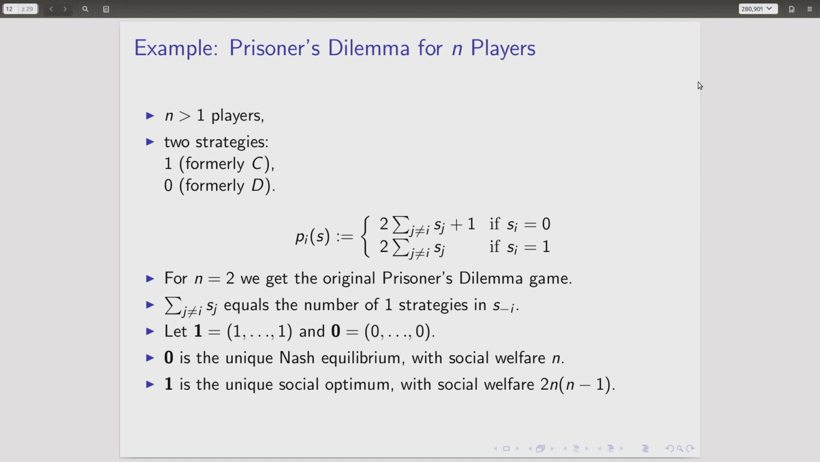And if you add up those numbers, this would be the number of players who selected 1 among the opponents of player I, correct? So now this F_1 and F_0 are those crucial joint strategies, because one can check that all zeros is a unique Nash equilibrium. It is the unique situation in which no player will gain by deviating.